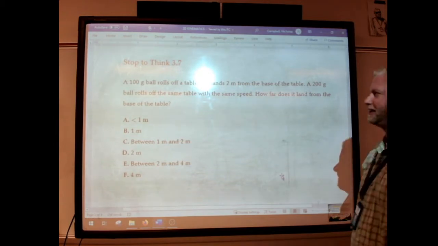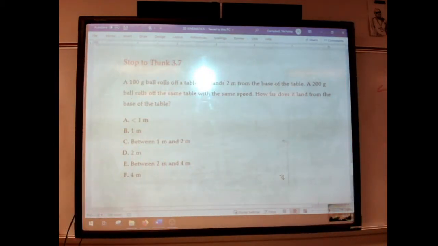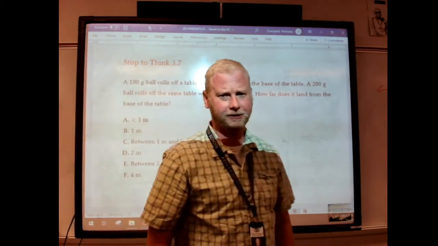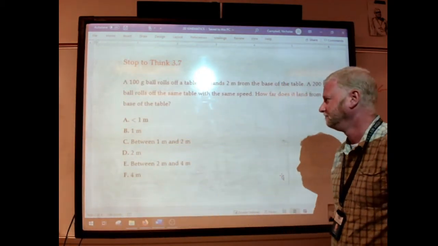Alright, so let's say in this example, we've got a 100-gram ball that rolls off a table and lands 2 meters away from the base of the table. A 200-gram ball rolls off the same table with the same speed. How far does it land from the base of the table? So again, pause it, think about it, then come back when you've got an answer.